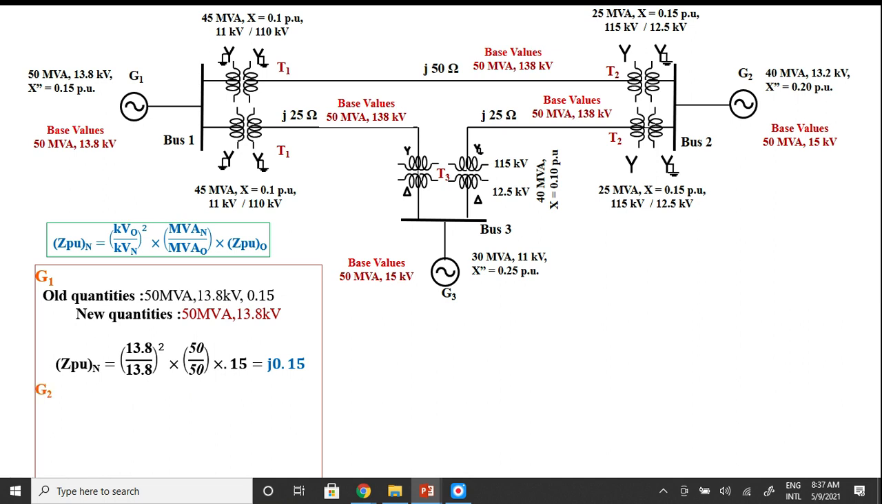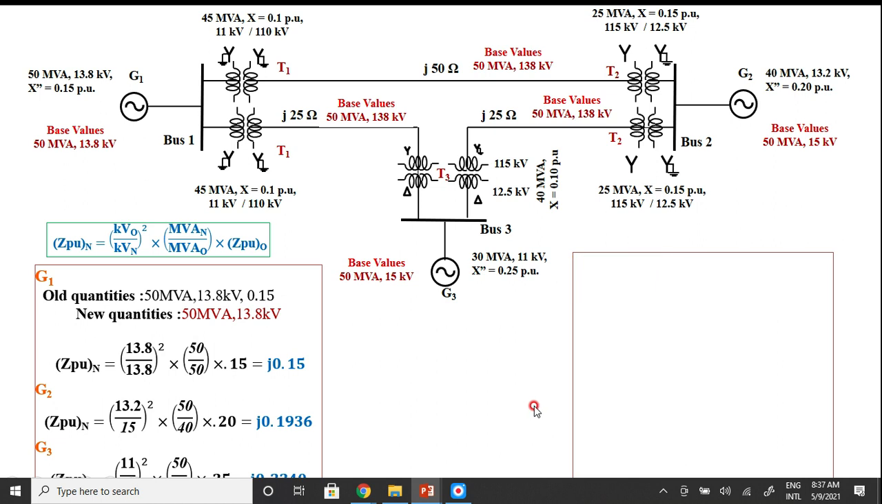Similarly, you go for G2. The old quantities are this and the new quantities are this. Then you can substitute in the same equation. Then you are getting 0.1936. Just observe carefully. Now for G3, once again you calculate the quantities here. Once again you substitute and you are getting the value as 0.334.